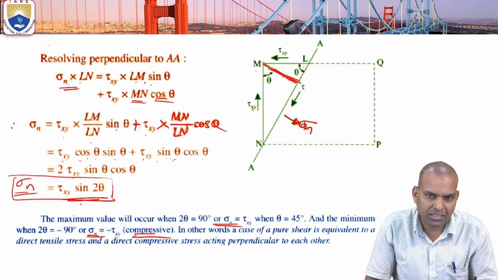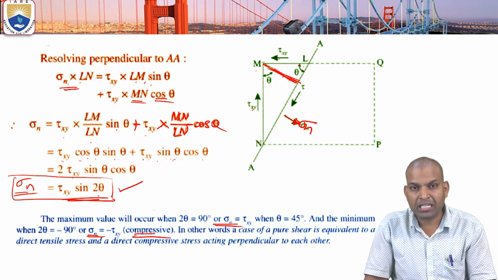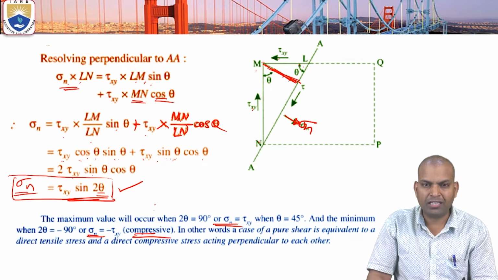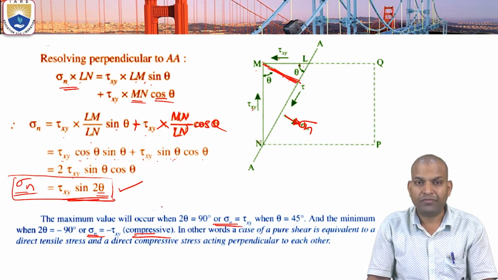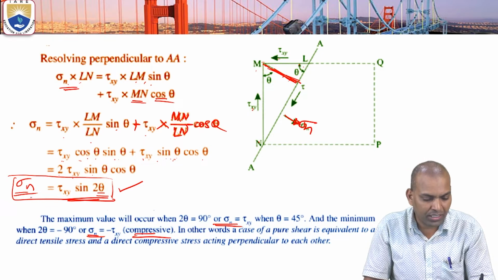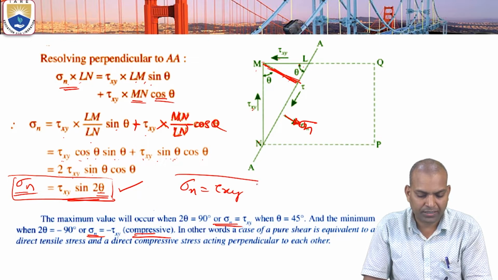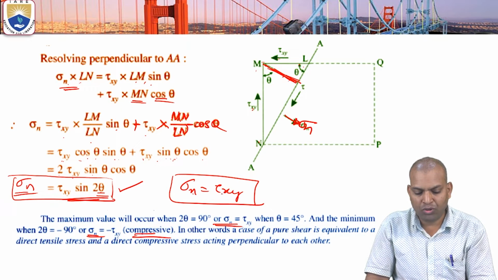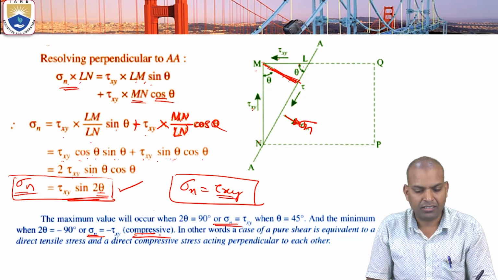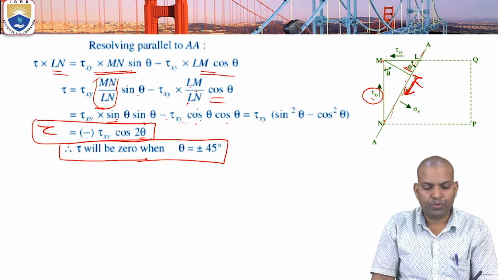Now sigma n is the principal stress, that is tau xy sin 2 theta. When theta equal to 45, that plane is known as the principal plane, and on that principal plane the stress obtained is known as the principal stress. Now here, when theta equal to 45, then sigma n equal to tau xy. This tau xy is the complementary shear stress, the shear stress that acted. That's why this case comes under the category of pure shearing.